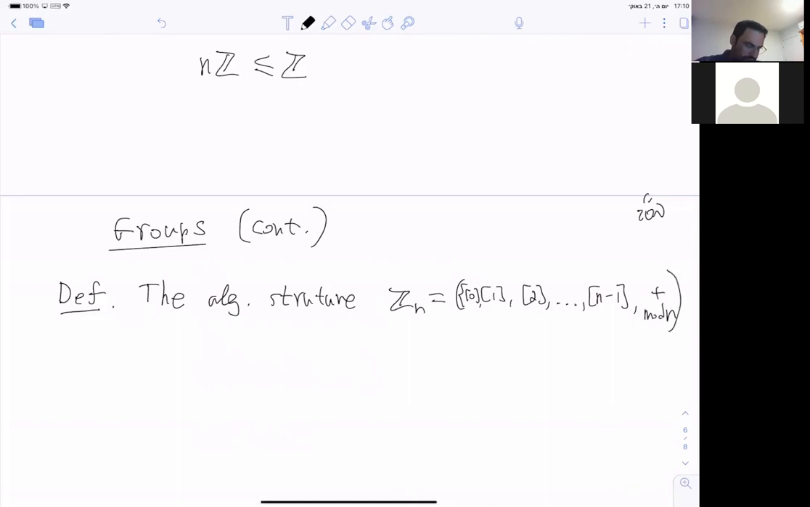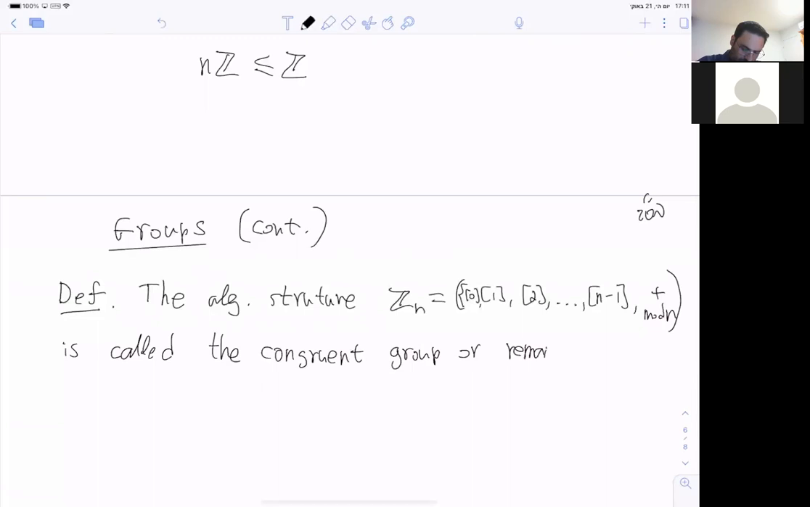This algebraic structure is called the congruent group, or group of remainders modulo n. And now I'm going to explain what this group is.